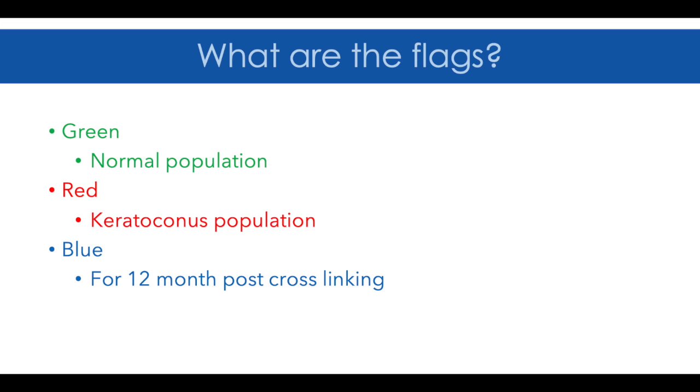So the whole system here works on a series of 3 gates: the green gates, which determine the normal population, the red gates for the keratoconus population, and the blue gates, which are for 12 months post-cross-linking. I am not covering those. This is an introductory video. The blue gates get a little bit more complex. They can confuse you, and to be honest, progression after cross-linking is so rare these days that I don't think we need to cover that in a simple, basic introduction video.